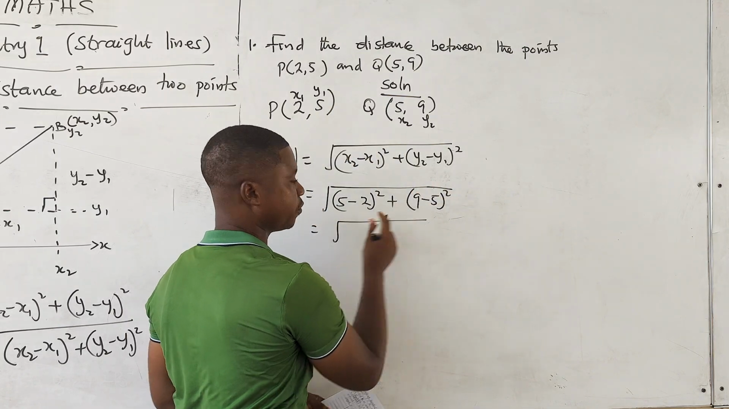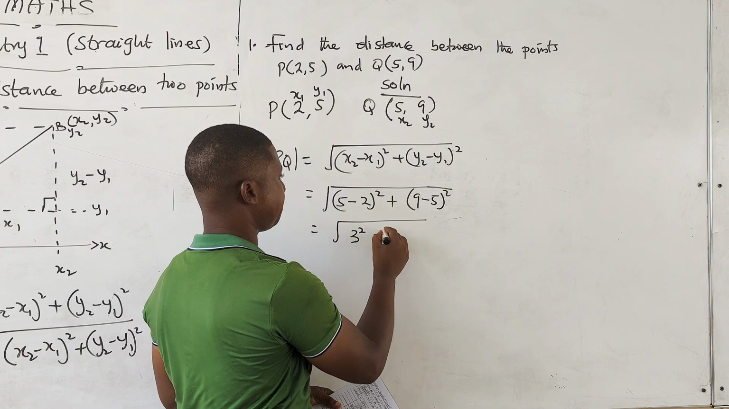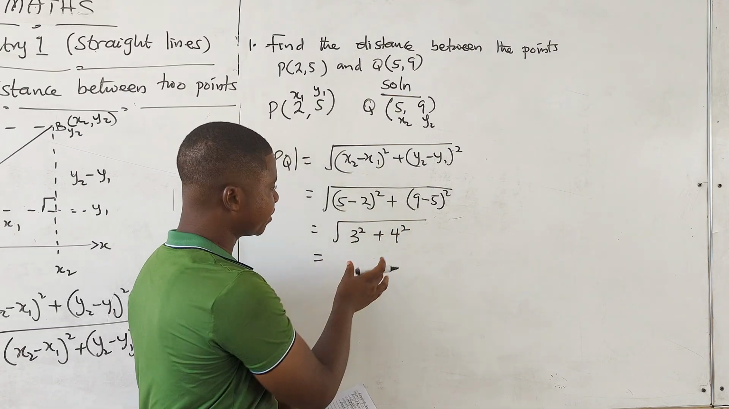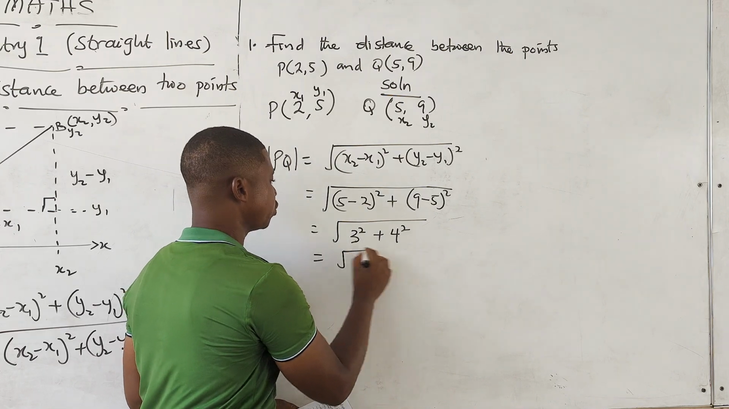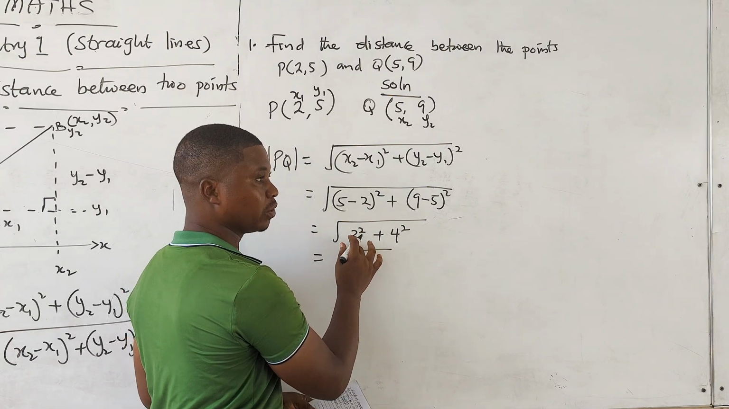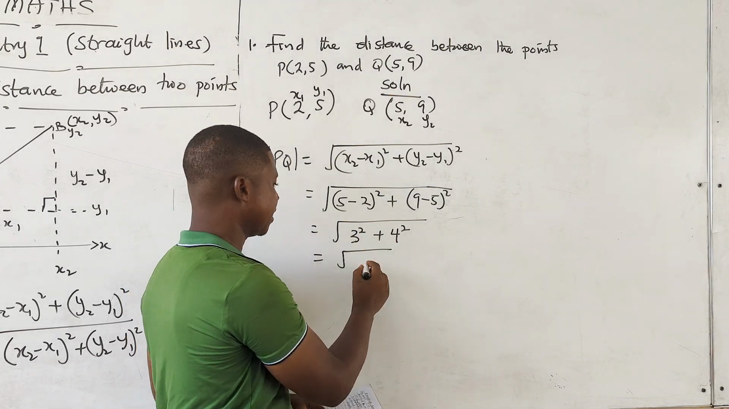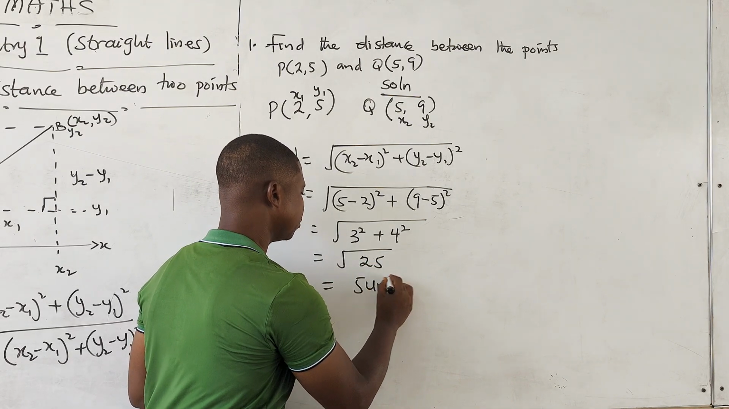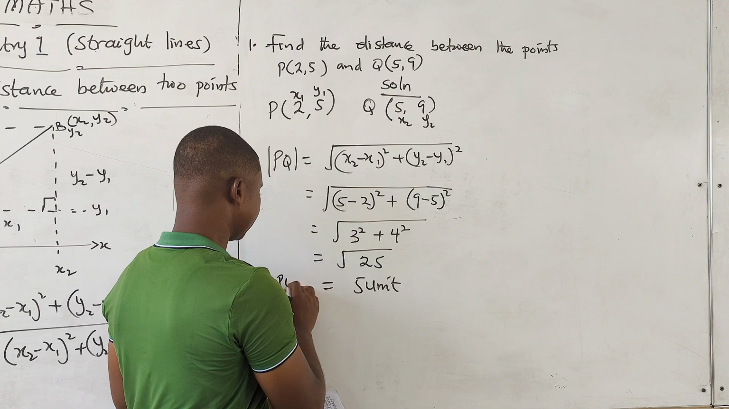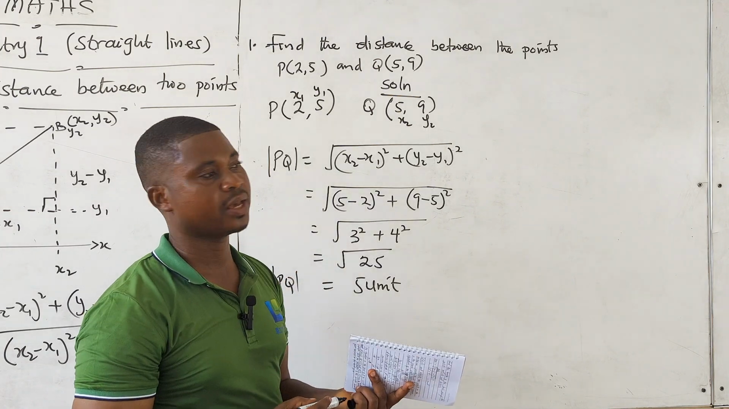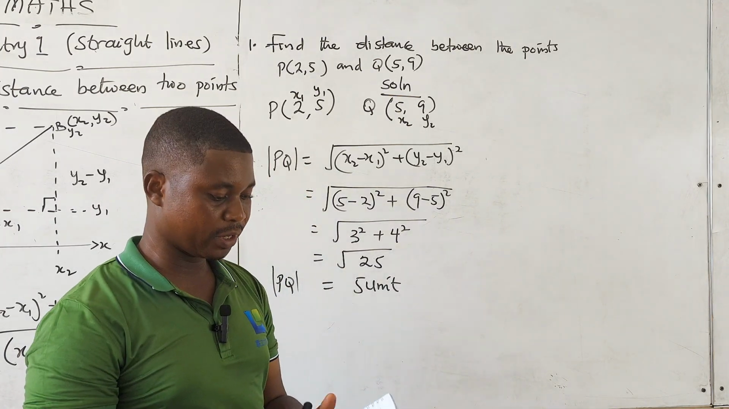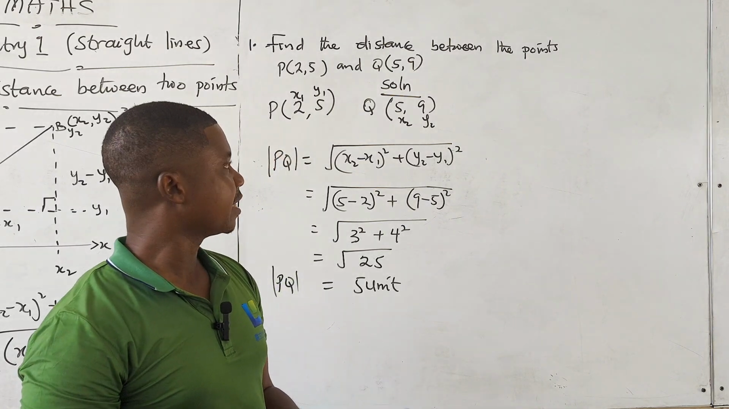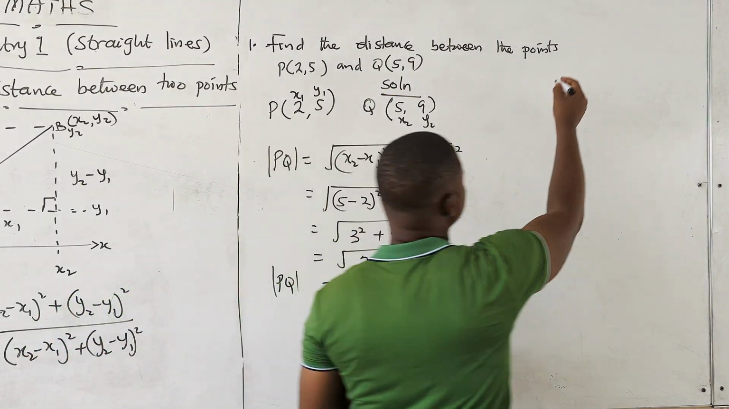So we have the square root of 3 squared plus 4 squared. This gives us the square root of 9 plus 16, and that will be 25. So the answer becomes 5 units. So the distance of P and Q is 5 units. Let's try another question.